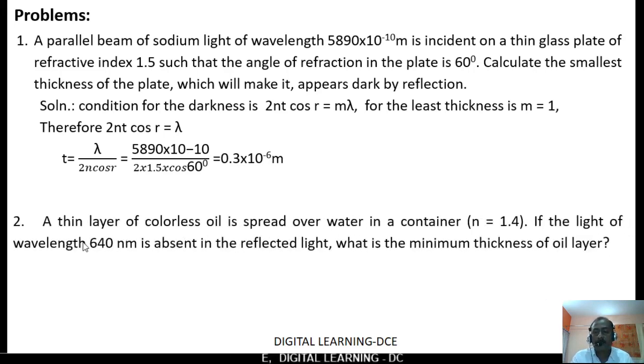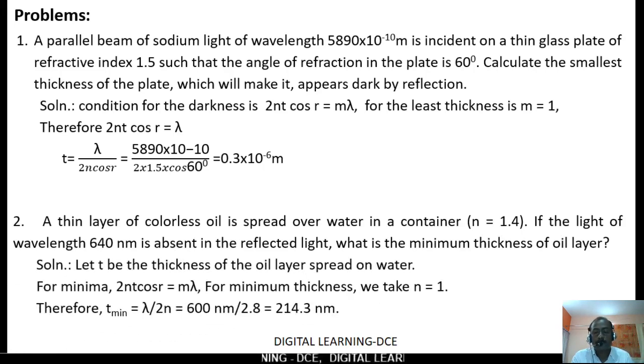Let us see the second problem. A thin layer of colorless oil is spread over water in a container. The refractive index of oil is 1.4. If the light of wavelength 640 nanometer is absent in the reflected light, what is the minimum thickness of the oil layer? For this one, let t be the thickness of the oil layer spread on water.